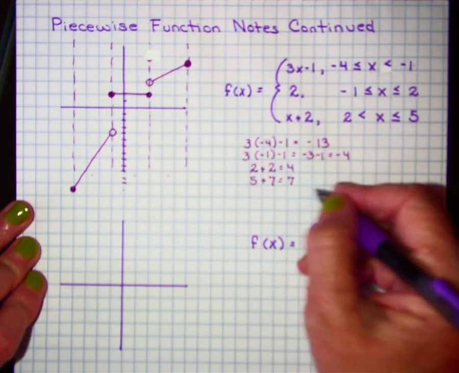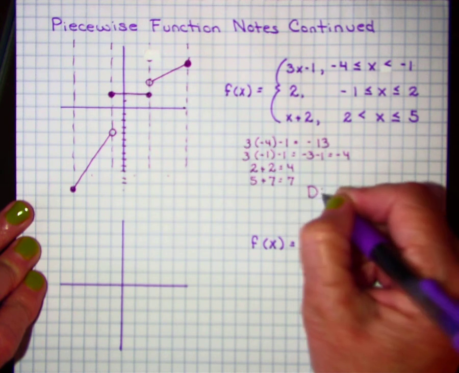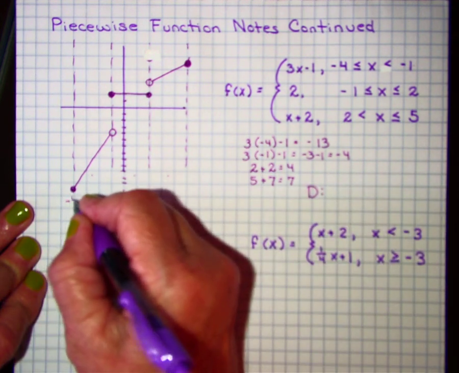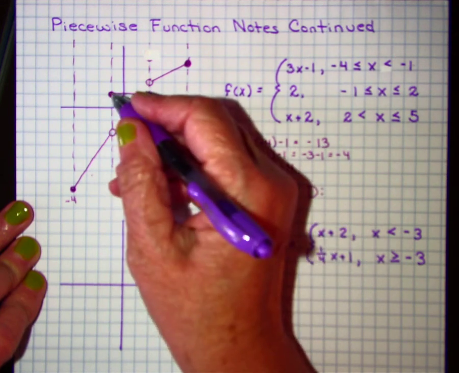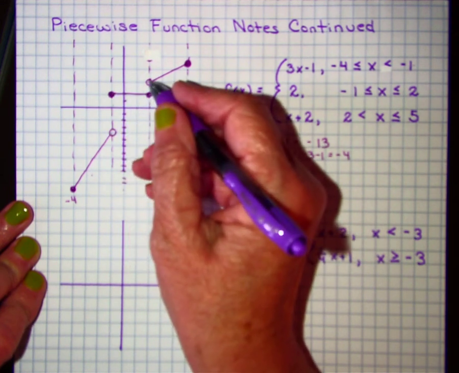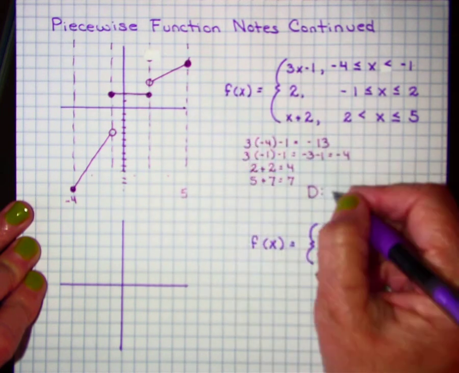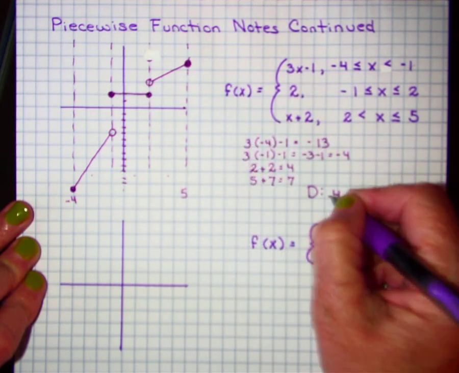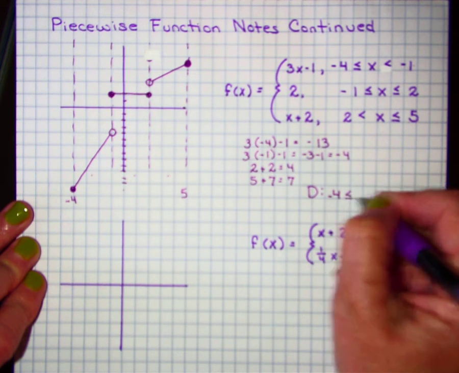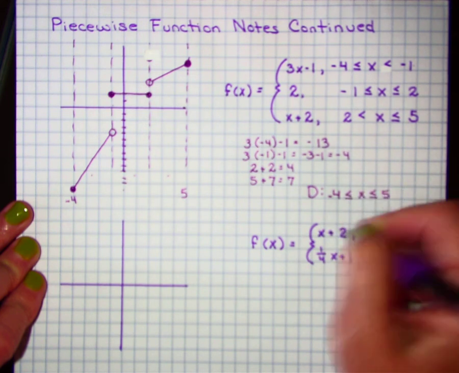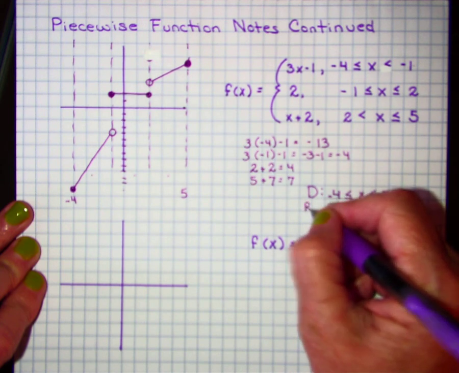Now, if I look at my domain and range of this function, my domain will be from negative 4. It's not going to stop here because it continues on. It's not going to stop there, it continues on. And so my domain here is going to be between negative 4 and 5.